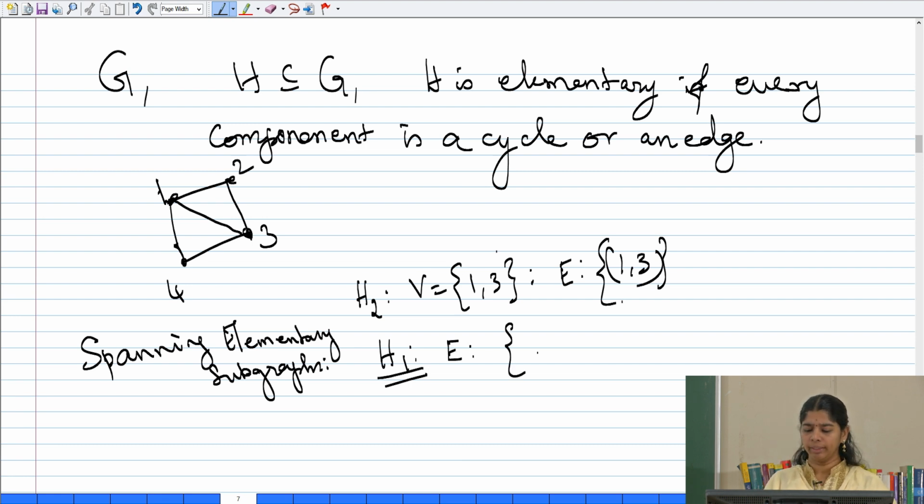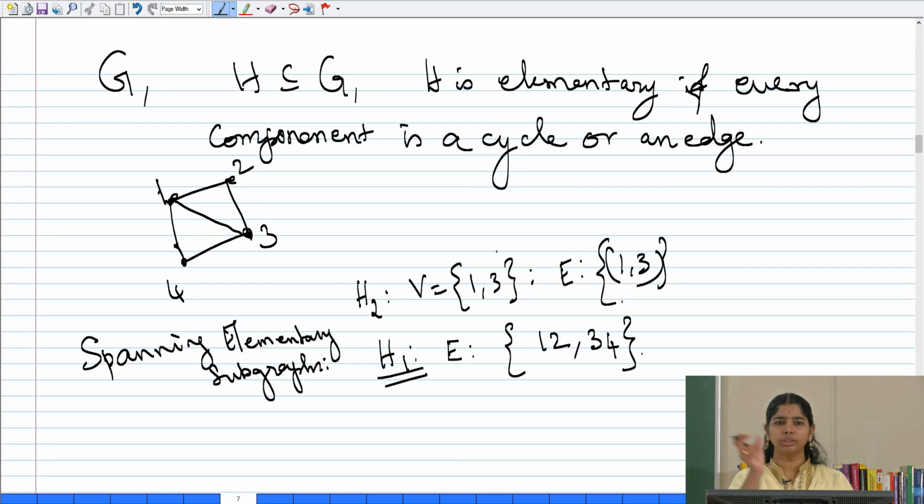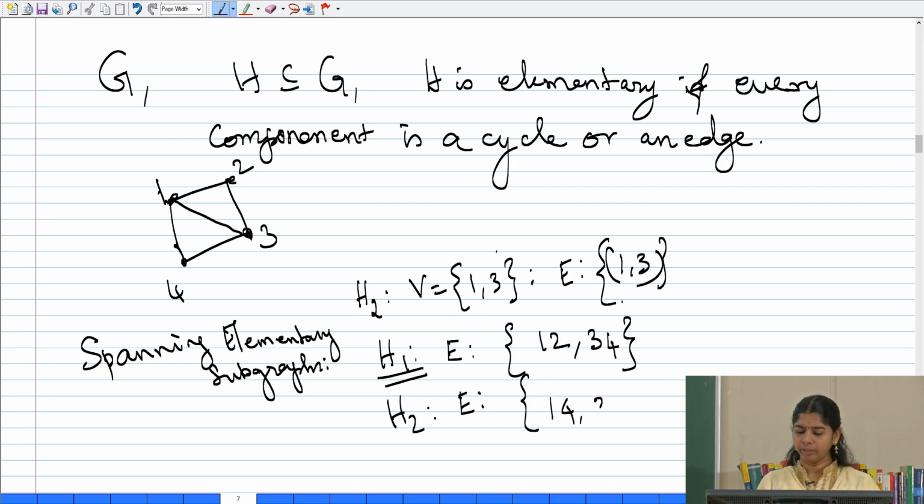My edge set 1 could be the pair 1 2 as an edge, and the second component could be 3 4, because 1 2 is gone, so 3 4 is the only left out possibility. This is one possible spanning elementary subgraph. When I write 1 2, I mean the edge 1 2, this is one component, and 3 4 is another component. Similarly, we can have 1 4 and 2 3, and there is another subgraph possible. What is that? 1 2 3 4, the whole cycle.